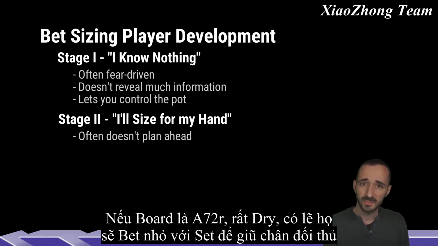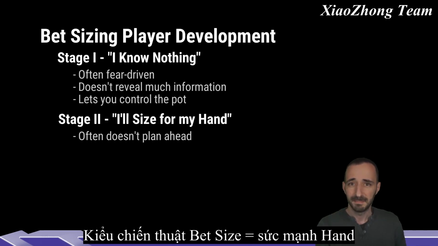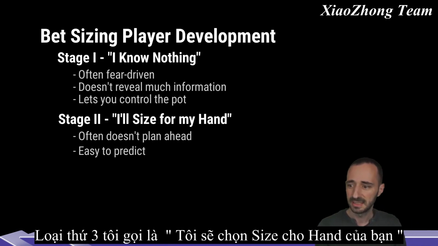Maybe you size small with a set to keep the other guy in. But if the board is 10-9-8 and you have something strong, you're gonna bomb. And if the board is 10-9-8 and you're just bluffing with king queen, you're gonna size something medium. Very kind of bet size equals hand strength type of strategy. Okay. We'll give examples of all of these on the board soon, so you guys will get the picture.